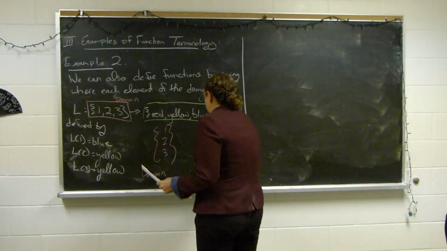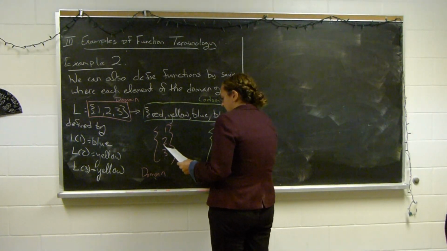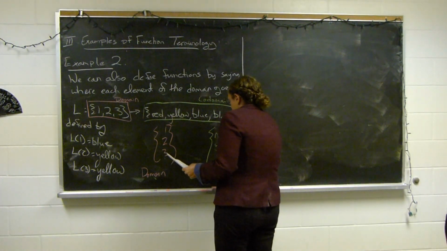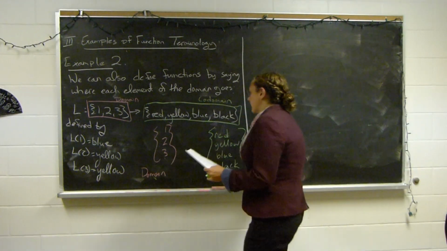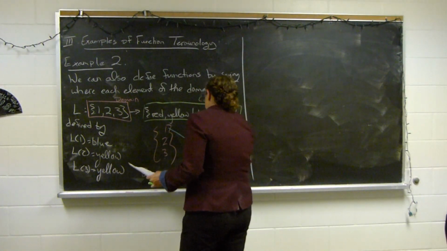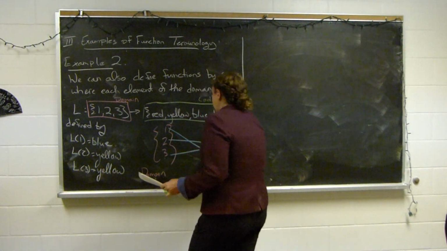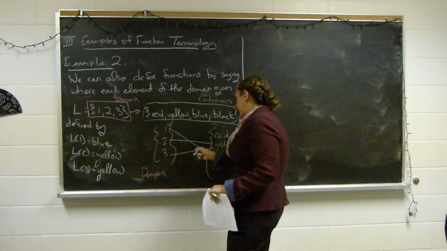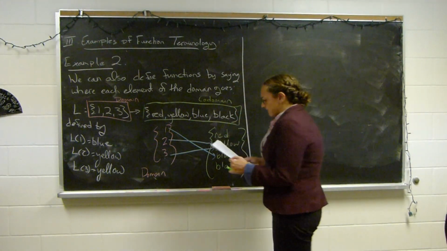Okay, and then I wrote this over here. So I have red, this is just another way to organize your thoughts. And this is blue, and this is black. Okay, and what does L do? I look here, it sends 1 to blue, 2 has to go to yellow, and 3 has to go to yellow. I do need an arrow coming out of each thing over here. I do not need an arrow hitting everything over here, that's okay. It's also okay that I have 2 arrows going to the same thing.